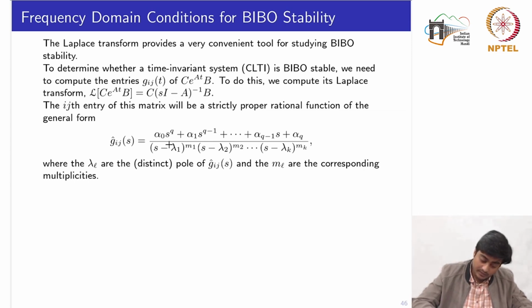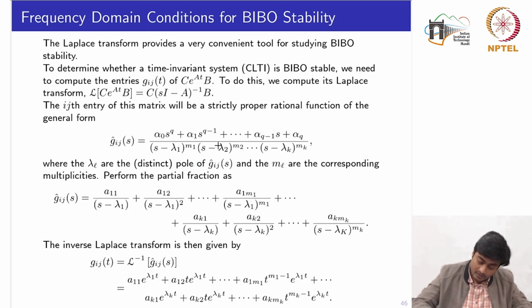Now to compute the ijth entry of this function, it could be written as the ratio of two polynomials, where this is the numerator polynomial and the denominator polynomial, and all these lambdas define the eigenvalues or the roots of these equations with the multiplicity m. Okay. So if we have m1 equal to 2, it means that there are two roots located at lambda 1.